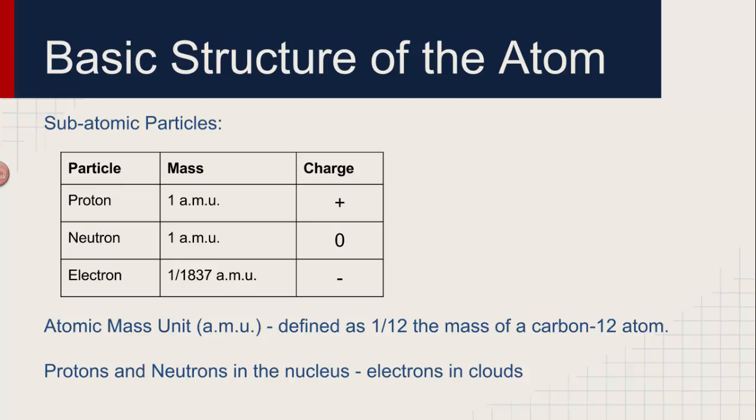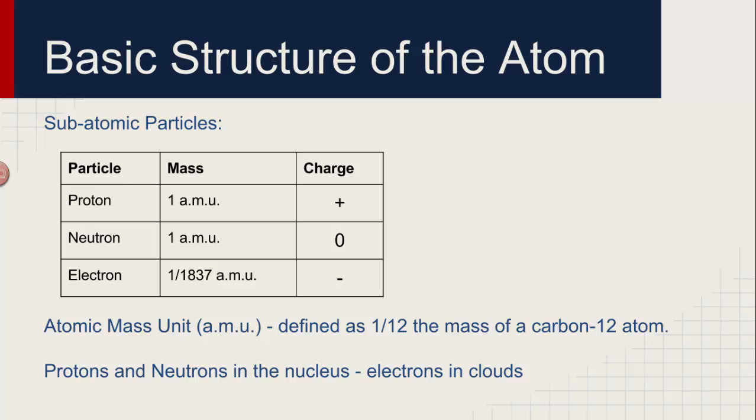Electrons, the third subatomic particle, are very, very small. Their mass is 1/1837th of an AMU. In other words, it takes almost 2,000 electrons just to equal the mass of one proton or neutron. So when we talk about the mass of an atom, we're really talking about the mass of the nucleus. The protons and neutrons are in the nucleus, and they make up almost the entire mass of an atom.